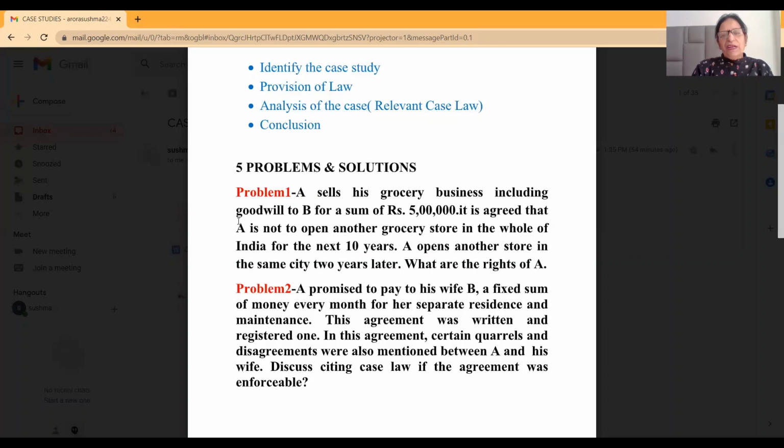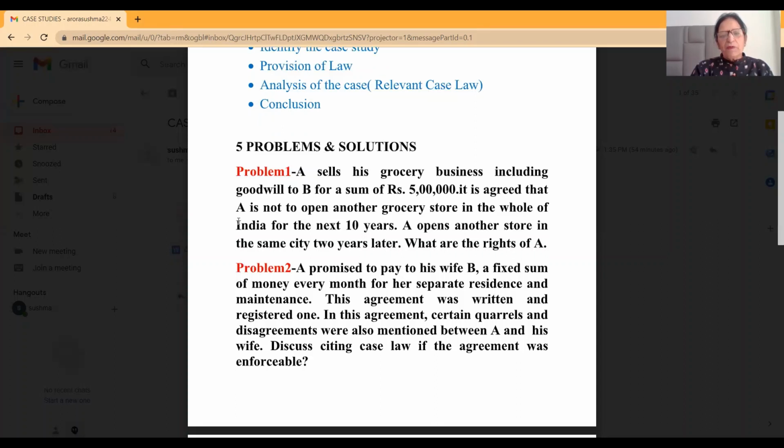Okay, so you should be very careful regarding this, whether the restraints are reasonable or unreasonable. So friends, first of all, in this problem, we have identified to which heading and which act it belongs, what the provisions regarding that are, and then we have applied the provisions in the given problem, and after that we have concluded.